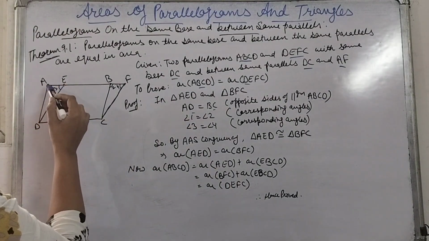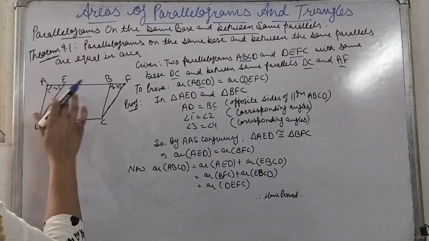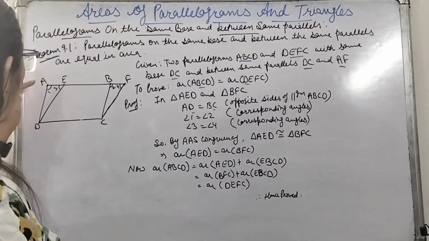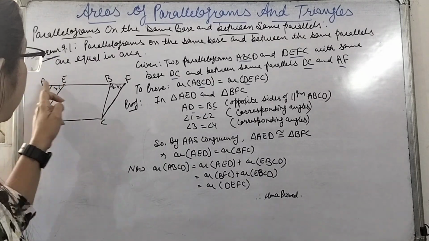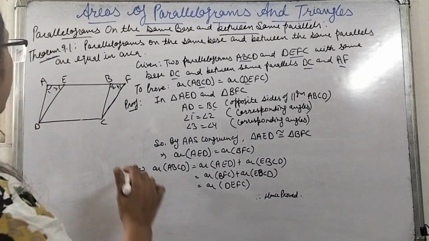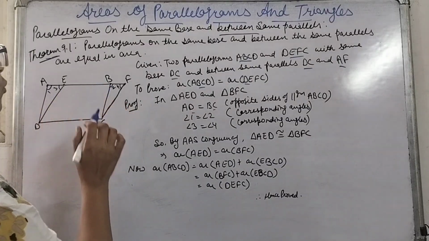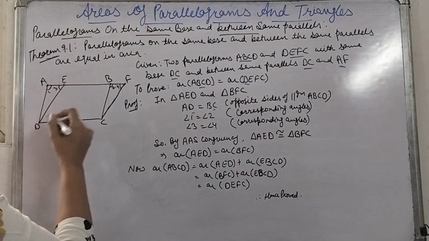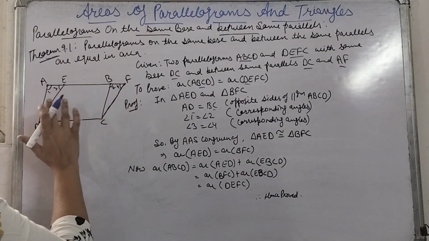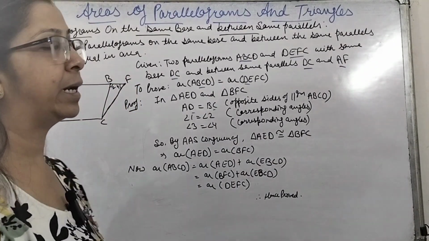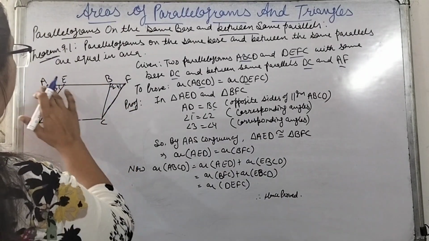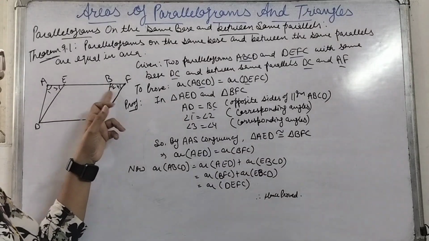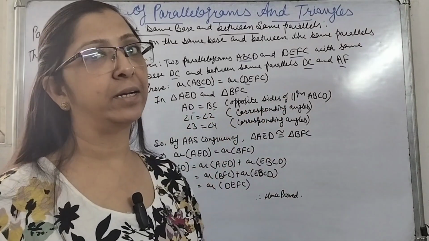Now again, if we consider AD and BC, they will be parallel to each other because the opposite sides of a parallelogram are parallel even. So AD and BC are parallel and this AF is the transversal. So we can see angle 1 and angle 2 will be equal because they are your corresponding angles. If these two are parallel and AF is the transversal, angle 1 will be equivalent to angle 2, reason being they are the corresponding angles.